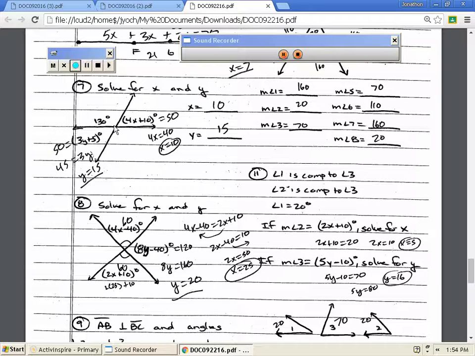Alright, vertical angles are congruent. 4x plus 10 and 3y plus 5, they're vertical angles. They're equal to each other, but you've got to know what each of them equals.